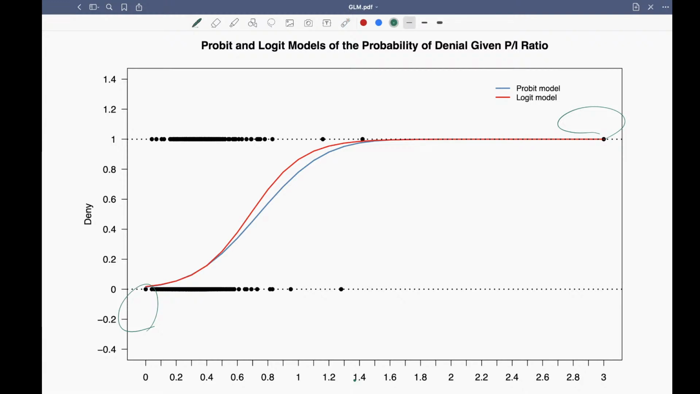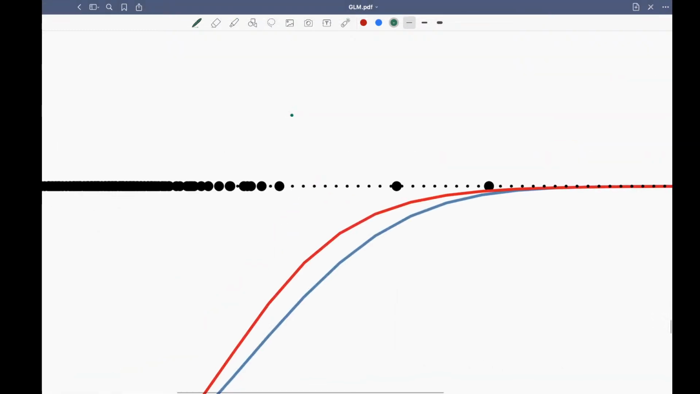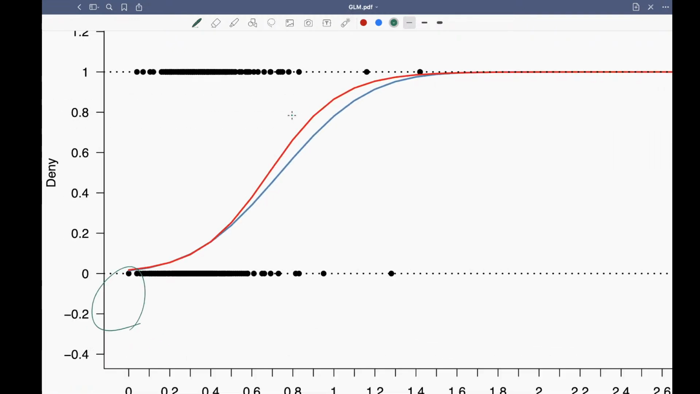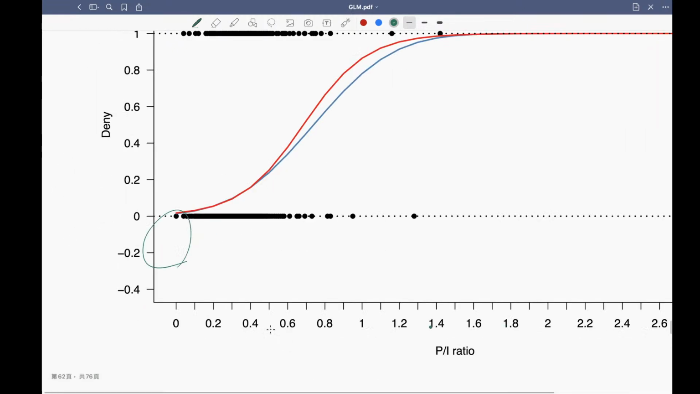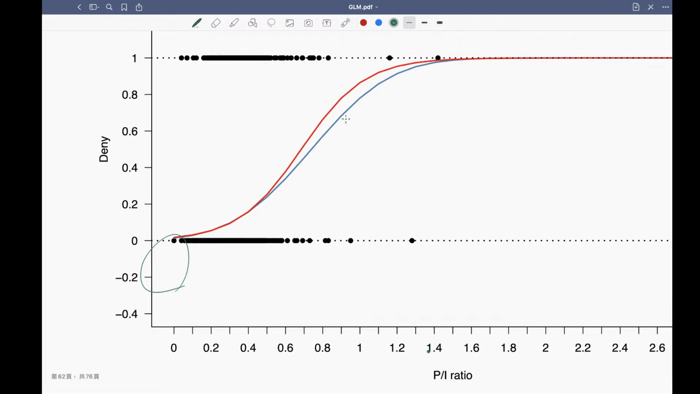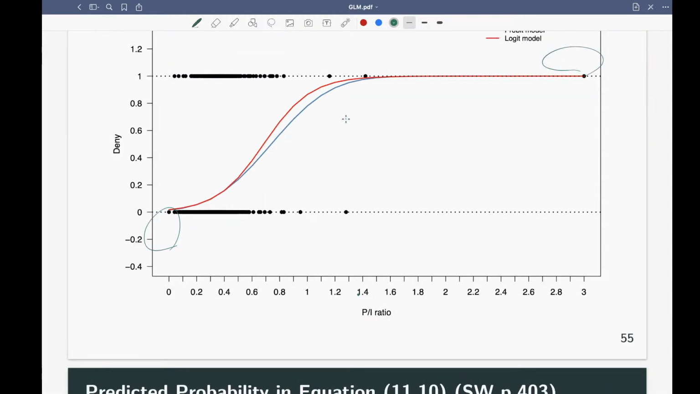But you can see, because the line range is very small, their difference is very, very small, not too large. So the result between these two models is close to each other.